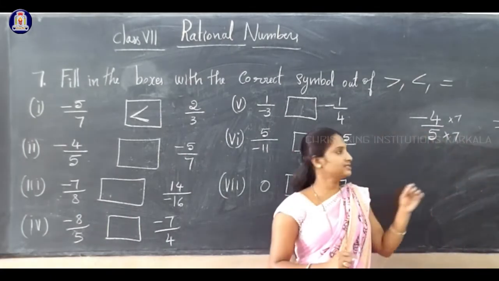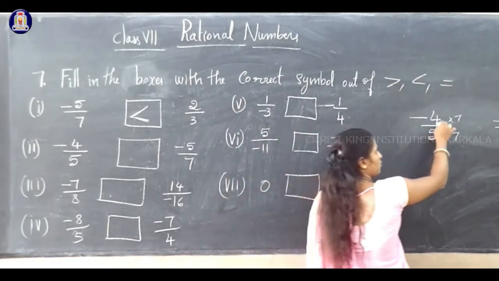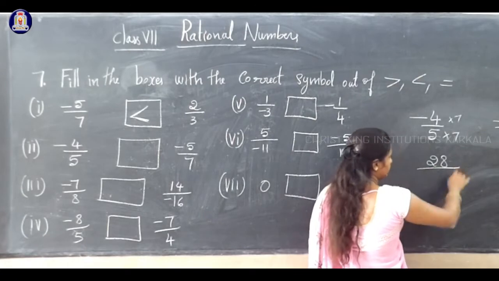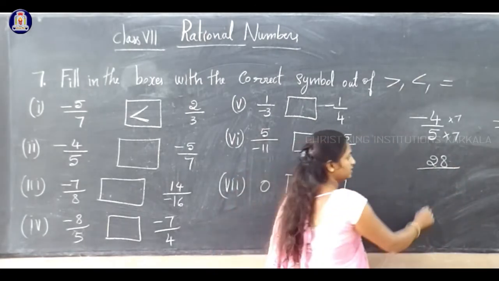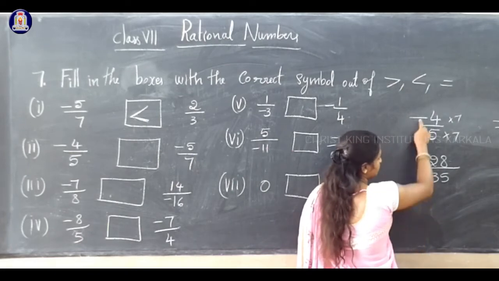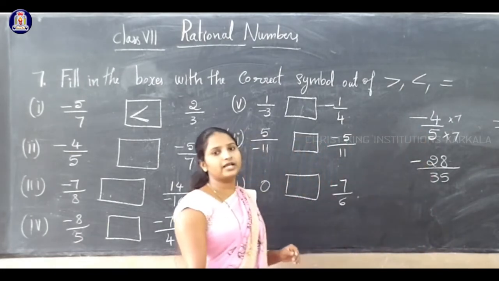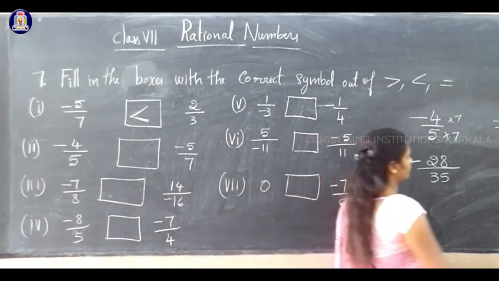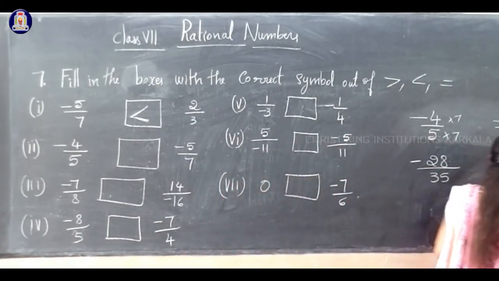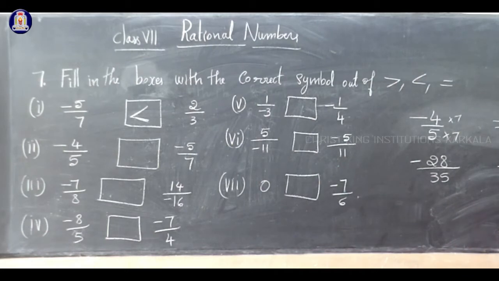So if you multiply this, we will get the answer. 4 sevens are 28 and 5 sevens are 35. Is it correct? So what is the sign here? Minus. So minus 28 by 35. And here 5 fives are 25, the sign is minus, and 7 fives are 35. See the denominator here is 35, and the denominator here is also 35. Now the denominators become the same.